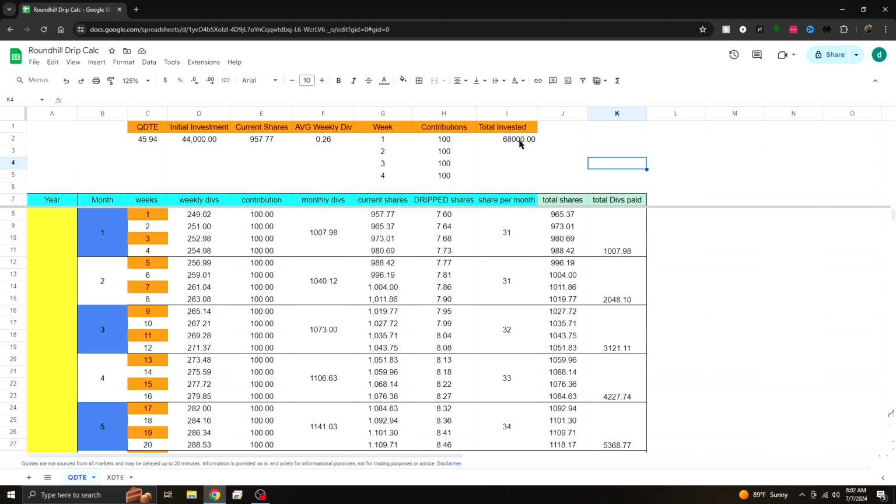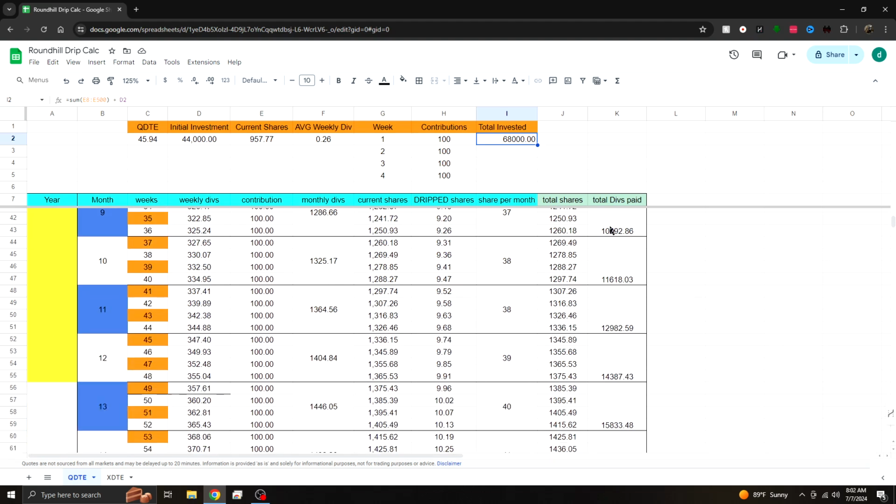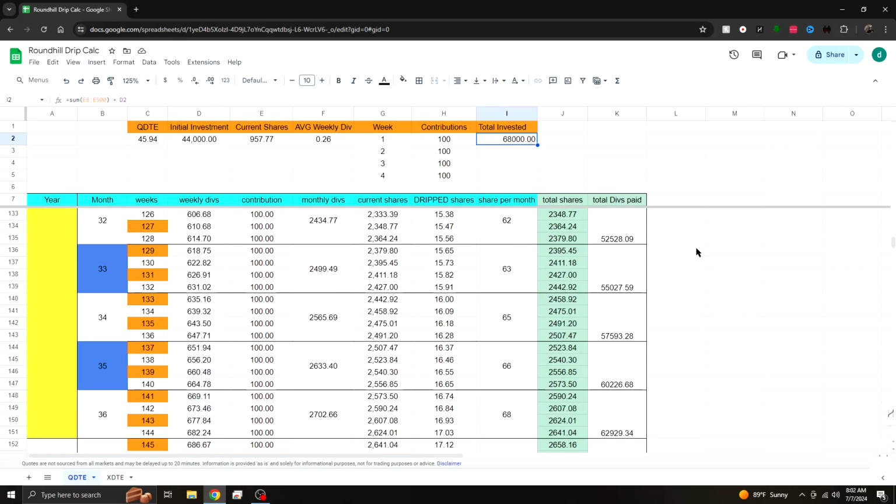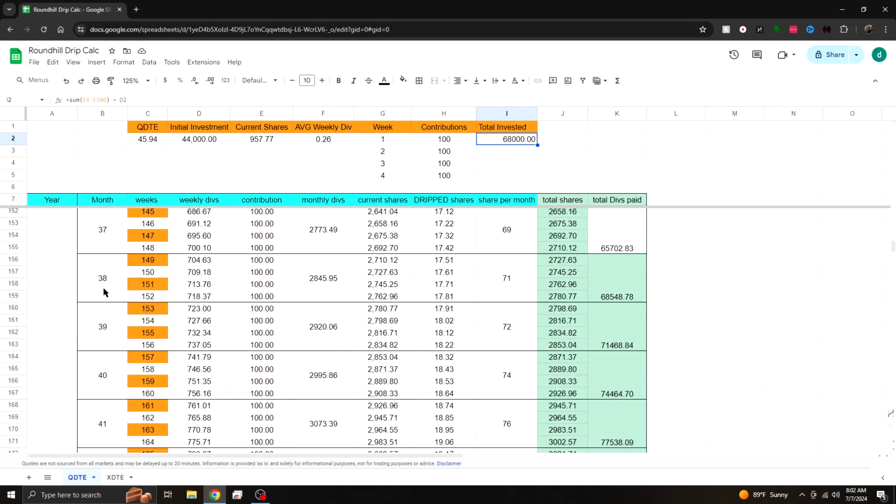So this sheet only goes back 5 years, so if you want to increase it, you can increase it. But let's see how long it would take to get our $68,000 back. So that's $100 a week plus the 44 initial, to see how long it would take to get our total invested back. About 38 months we would get our money back.